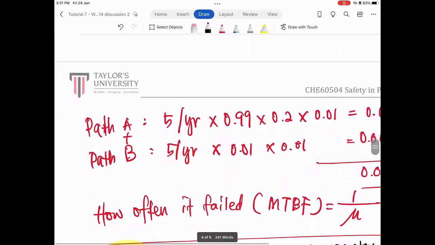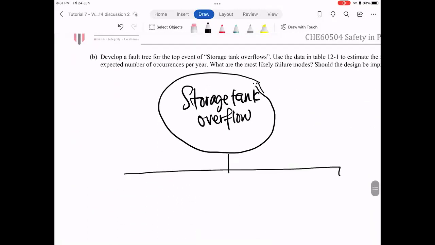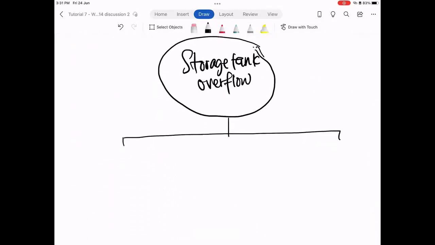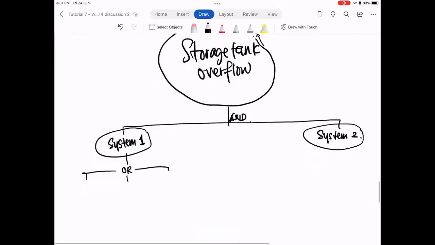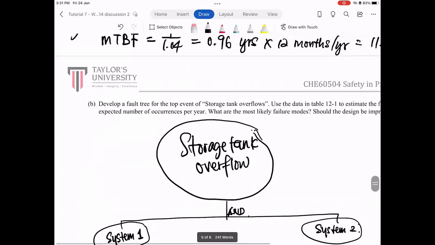So in this case, the top event is overflow. So we have an AND gate here. Both systems must fail. So you have system 1 and system 2. In system 1, we have an OR gate, because if any of these fail, it fails.